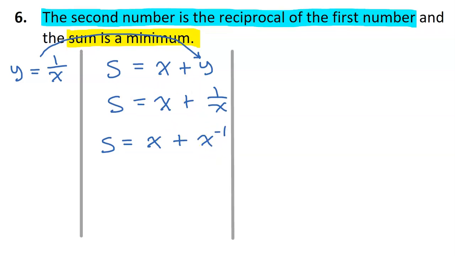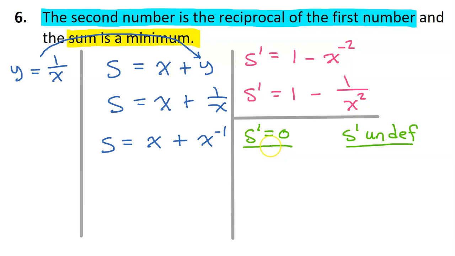The minimum will occur when the derivative is either equal to 0 or undefined. So let's find the derivative. The derivative of x is 1, and now I'm using the power rule. The negative 1 comes to the front. I reduce the exponent by 1. This could be written as s prime is equal to 1 minus 1 over x squared.